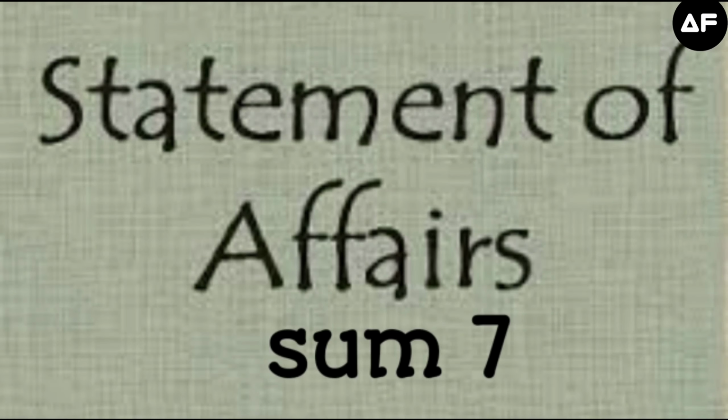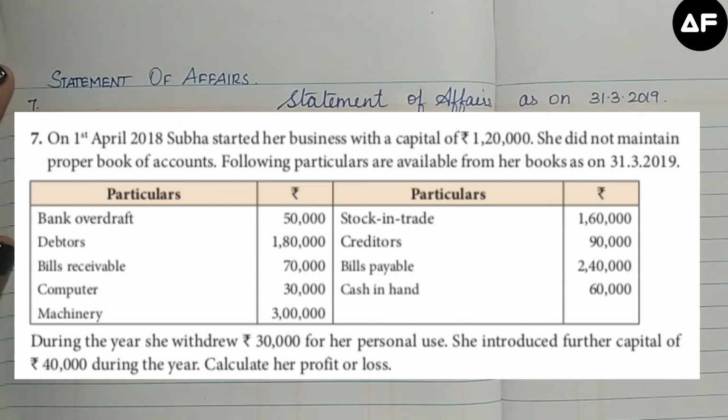Sum number 7. On 1st April 2018, Shubha started her business with a capital of rupees 1,20,000. So this rupees 1,20,000 is nothing but the opening capital. She did not maintain proper books of accounts. Following particulars are available from her books as on 31/3/2019. So they have given you a set of items which relates to 31/3/2019.